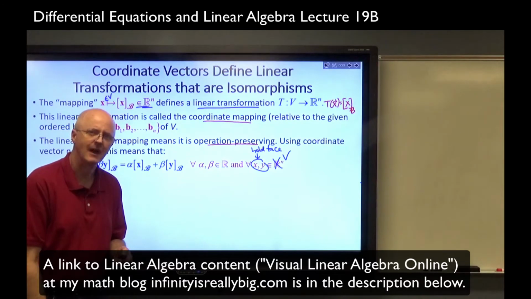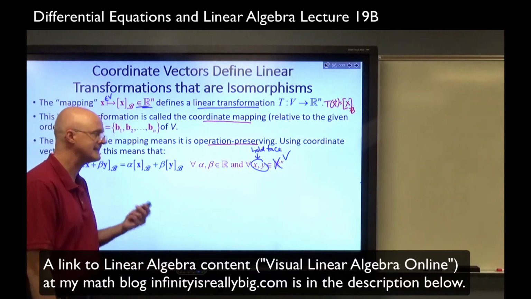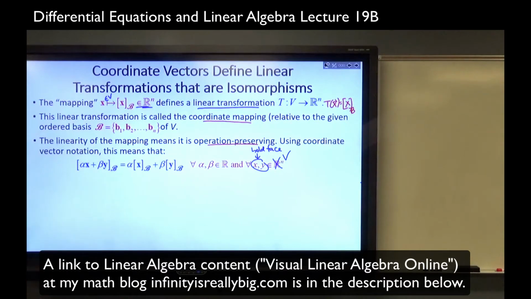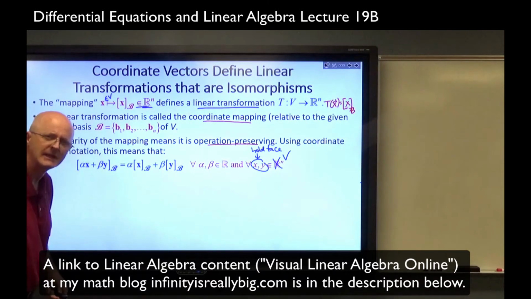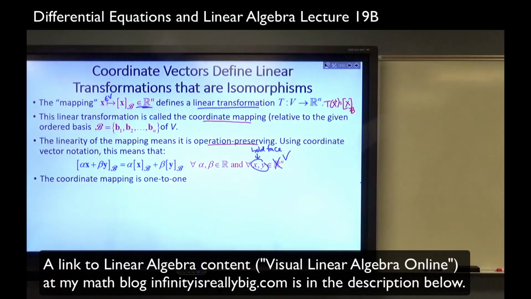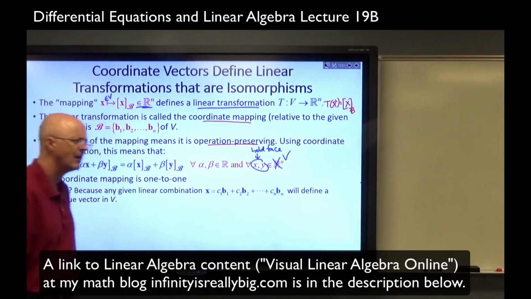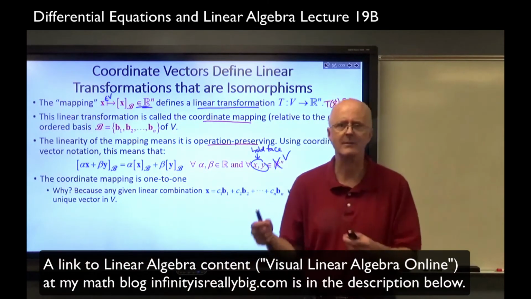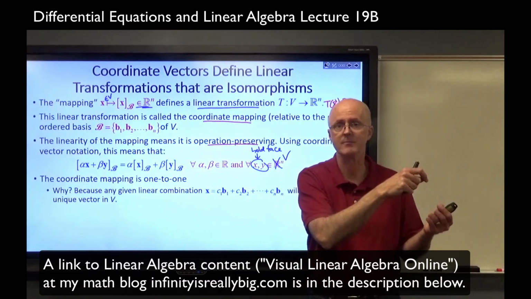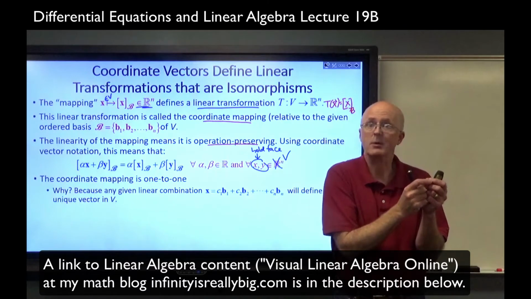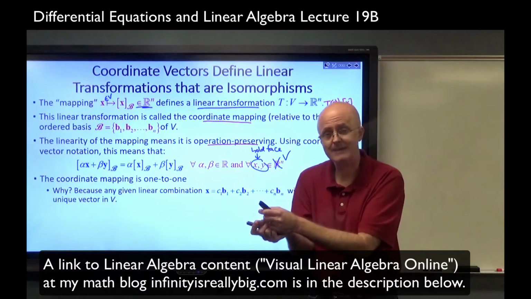This does define a function, a mapping, or map for short. And it is a linear transformation. I'm not going to take the time to verify it. It's probably a worthwhile exercise if you really want to understand this stuff for you to try to verify this. It's based on the unique representation theorem, the definition of what a coordinate vector is, based on the ordered basis. Turns out the coordinate mapping is also one-to-one. Why? Because a given linear combination will define a unique vector in V. Why would that mean it's one-to-one? Well, remember, one-to-one means distinct inputs get mapped to distinct outputs. Or said another way, if the output is the same, then the inputs must have been the same.